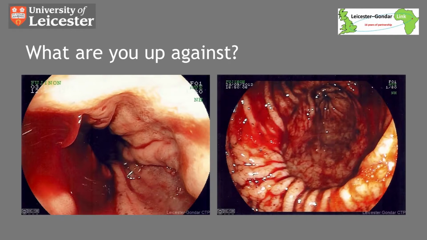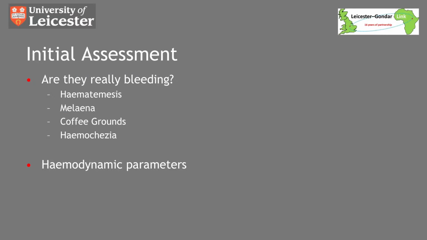On this slide you can see a patient with active bleeding from esophageal varices on the left and an arterial spurt from a Dieulafoy's lesion on the right. After seeing these images you can understand why these patients can be so unwell.